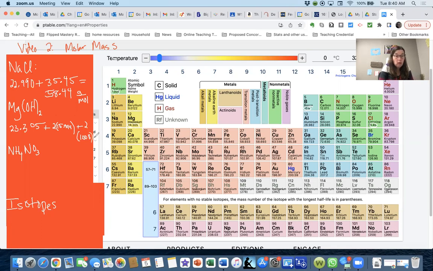Okay, and then you have to take into account order of operations here. So we have 2 times 15.999 equals, that's 31.998, plus 2 times 1.008. Okay, it's going to be 34.014 plus 23.05. And actually that should be 24.305, my bad. Plus 24.305 equals 58.319.